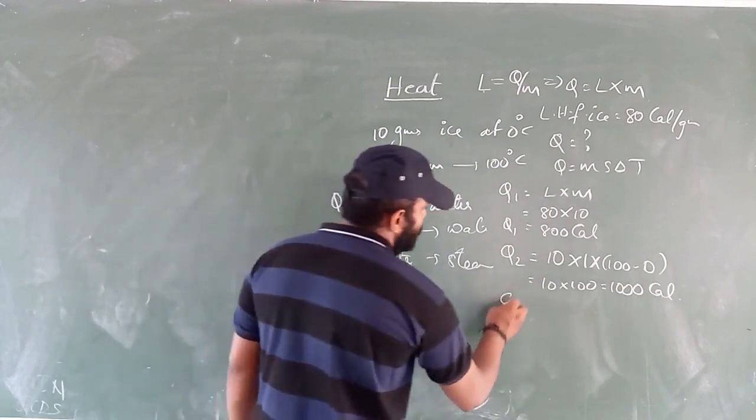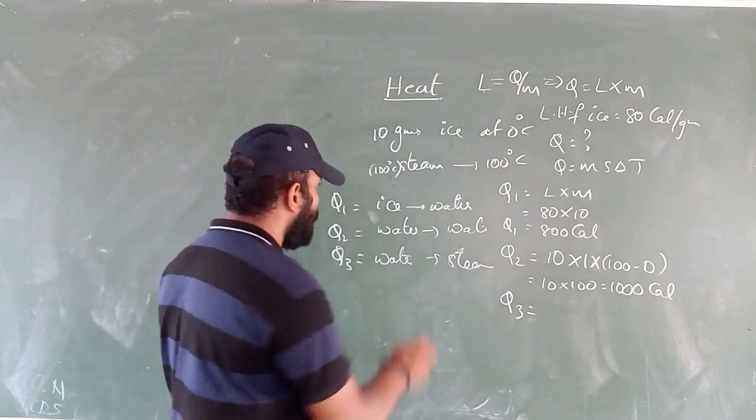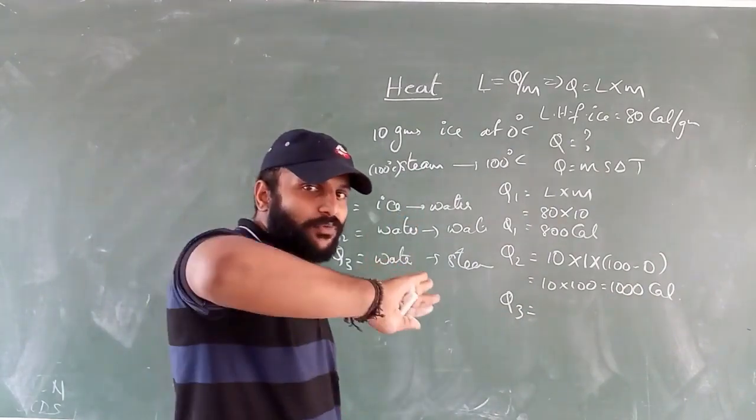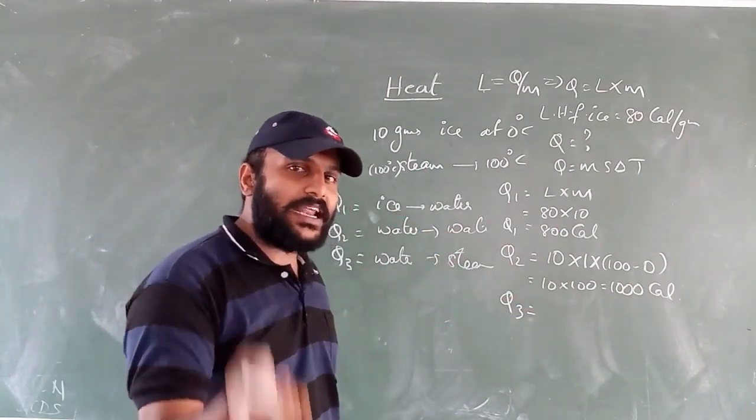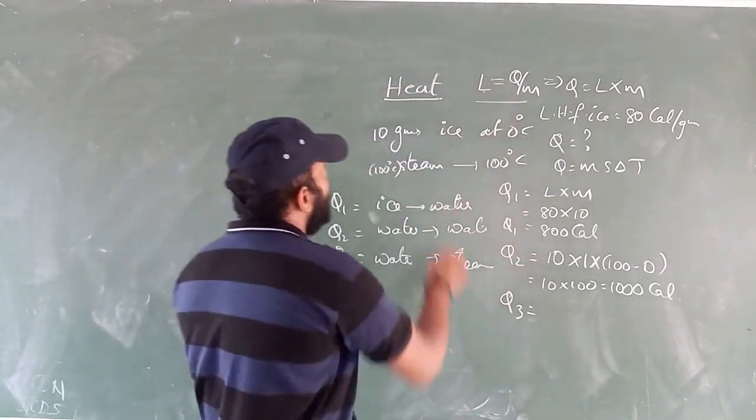Now next one is Q3. What is Q3? Once it reaches the boiling point of water, what do we have to do? From water to vapor we have to change the state. Again, latent heat of vaporization. So the same formula we will be using here. What is the latent heat of vaporization?